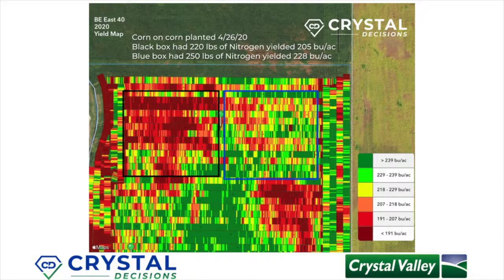So if you look at the map that's up now to put this nitrogen rate for a visual, the blue box on the east half of the field had a high rate of nitrogen on it. So this was 250 pounds corn on corn. The black box on the west half of the field was 220 pounds of nitrogen. So there's about 10 gallons of 32, that was the difference here. And very visual, drastic difference where we cut out that 30 pounds of nitrogen. There's about 25 bushel an acre difference in this field for taking out that 30 pounds of nitrogen.